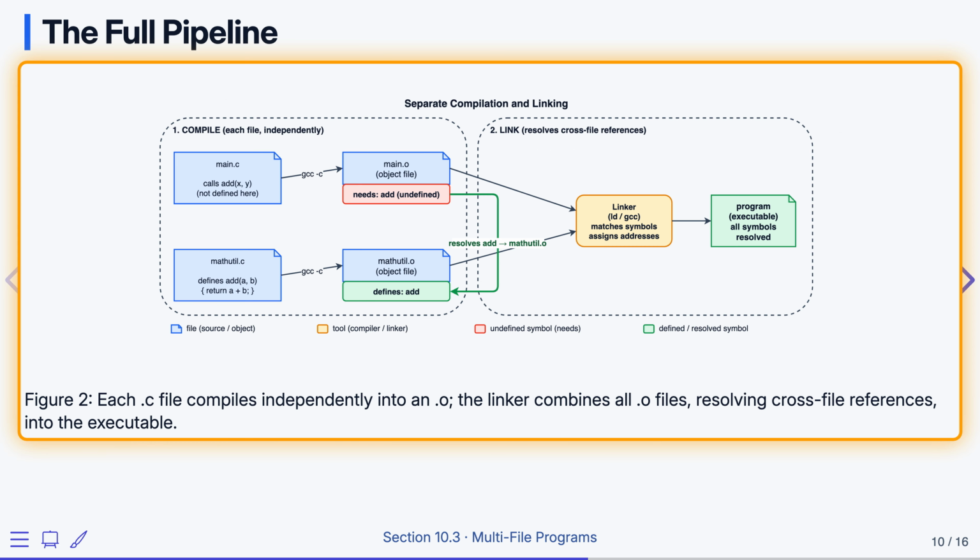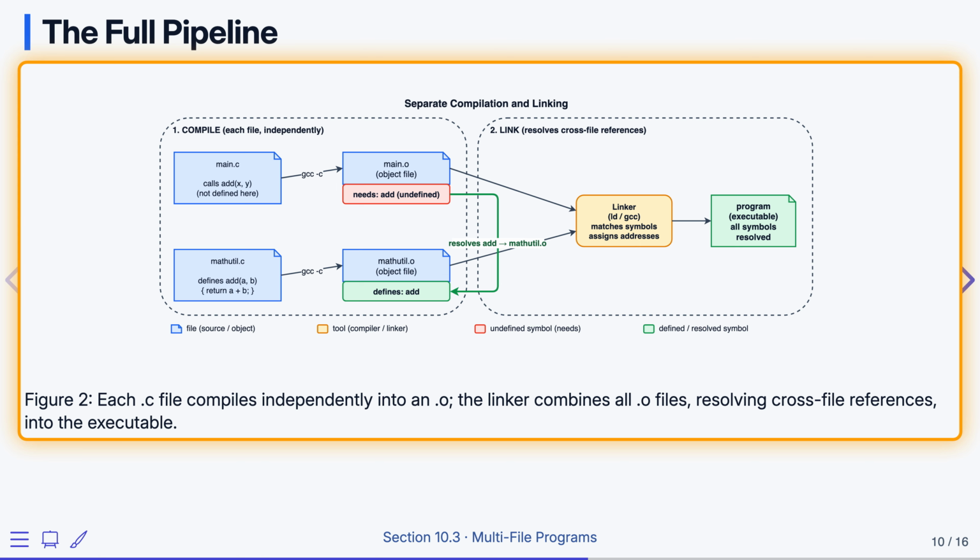This is the full pipeline in one picture. On the compile side, each file is compiled independently. Main.c, which calls add but does not define it, becomes main.o, tagged in red, needs add. Math.util.c, which defines add, becomes math.util.o, tagged in green, defines add.